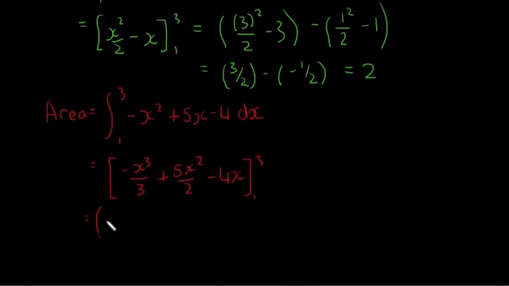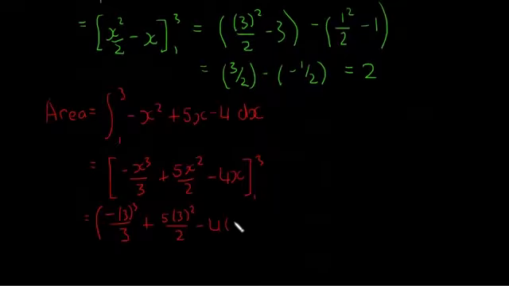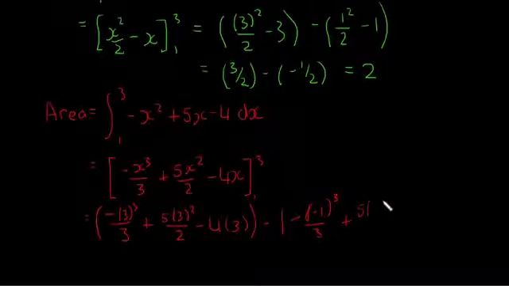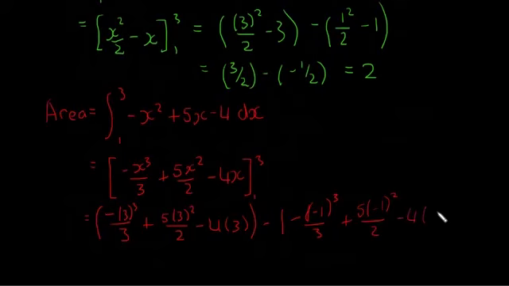Scroll down a little bit more. It's going to be minus 3 cubed over 3 plus 5 by 3 squared over 2 minus 4 by 3, close the bracket, minus 1 cubed over 3 plus 5 by 1 squared over 2 minus 4 by 1. Okay, so it's a little bit messy, a little bit long.